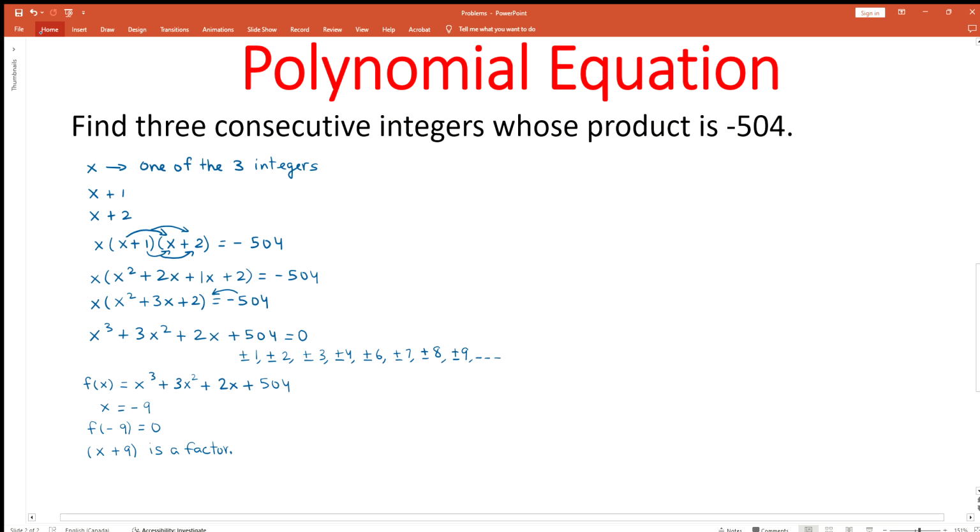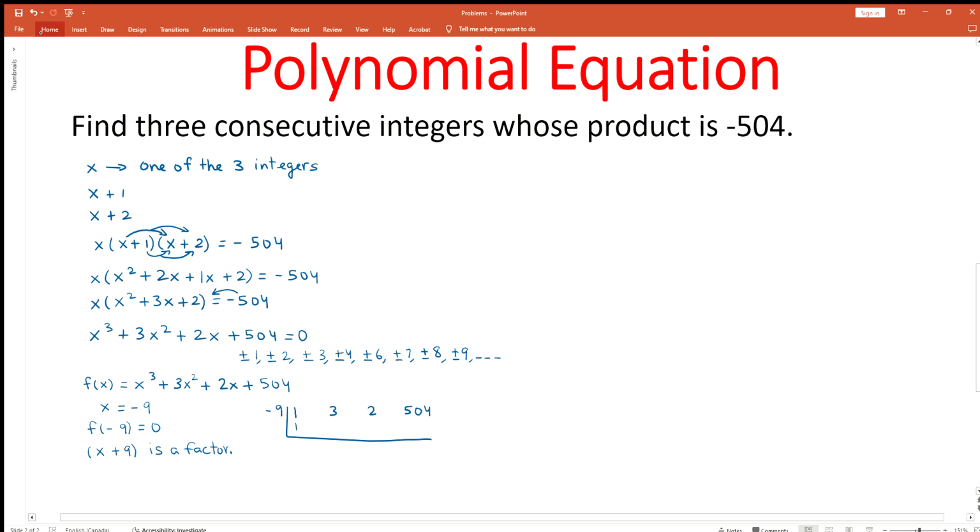For that we should do polynomial division. We can do long division or synthetic division. For this problem I'll use synthetic division because it's faster. For synthetic division, the first step is to write the coefficients of the cubic polynomial. They are 1, 3, 2, 504. Next, we should write the x value from the first factor, which is -9. We write it outside on the left side. Now we can start the synthetic division.